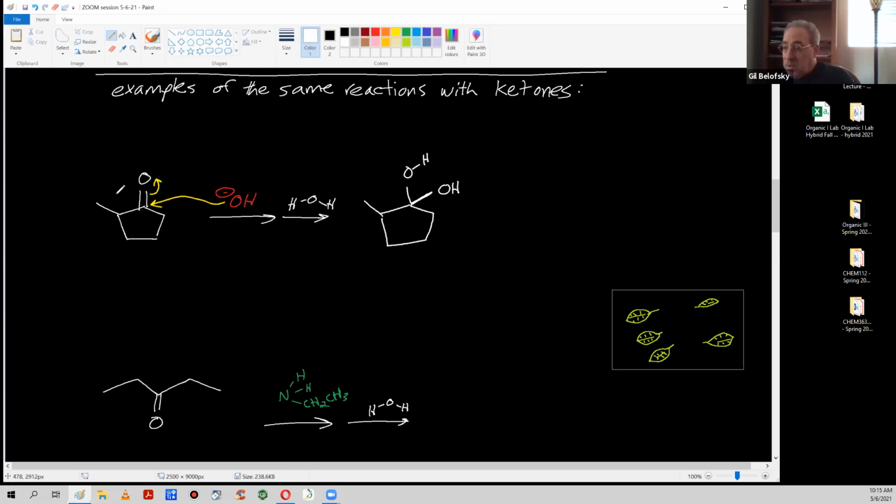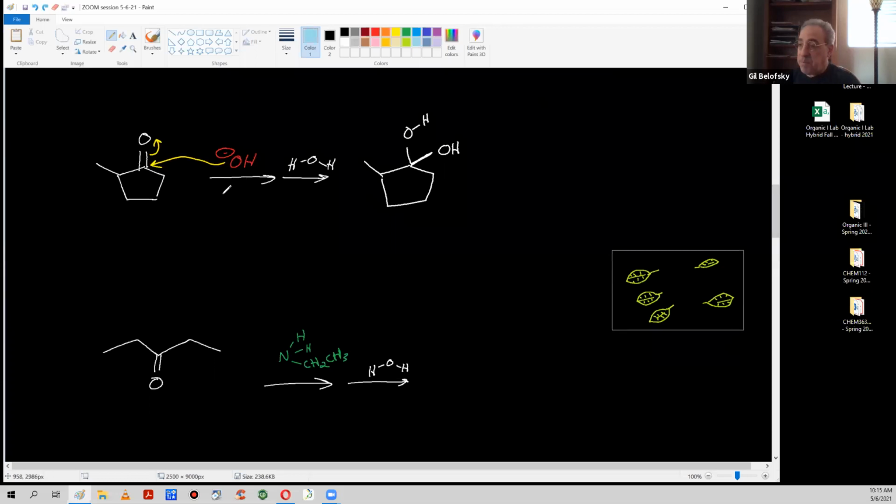And notice that all of this is just spectating. It's not really involved. It just stays the same throughout the course of the reaction. And again, we've gone through the step-by-step part where we could draw what happens to this and then how it picks up a hydrogen to get to this. But we've already done that a couple of times.